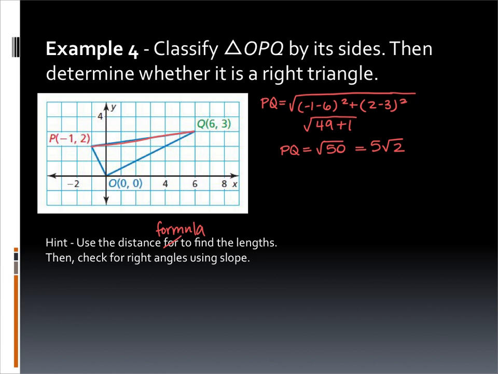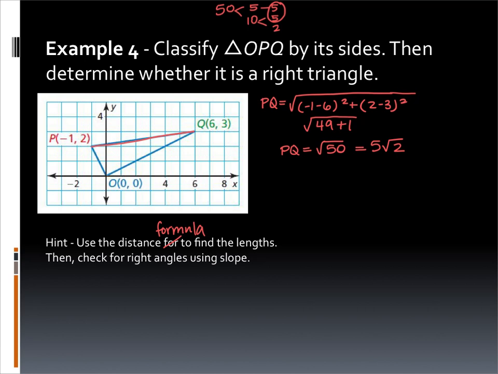So how did I get that? 50 is 5 times 10, and 10 is 5 times 2. So I have a pair of 5s and then a 2. So the pairs go on the outside. What's left goes on the inside.